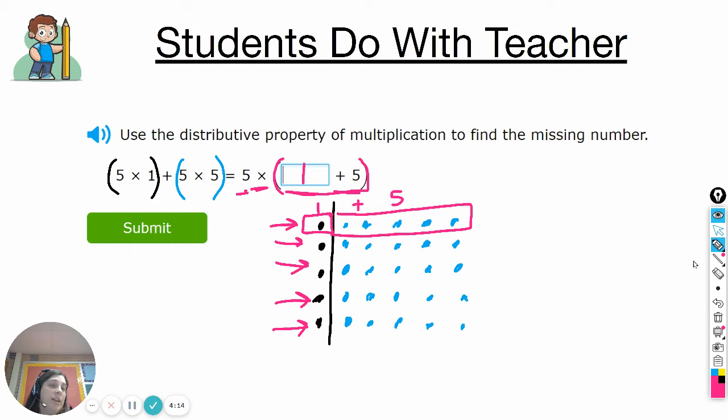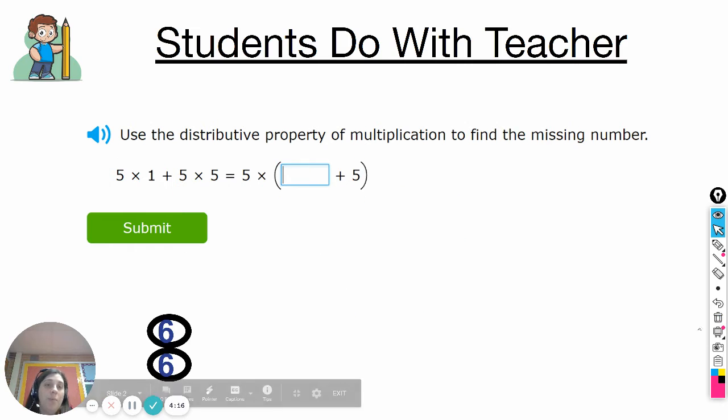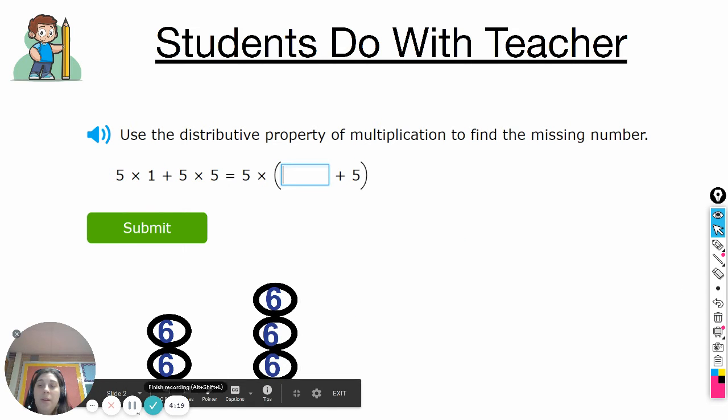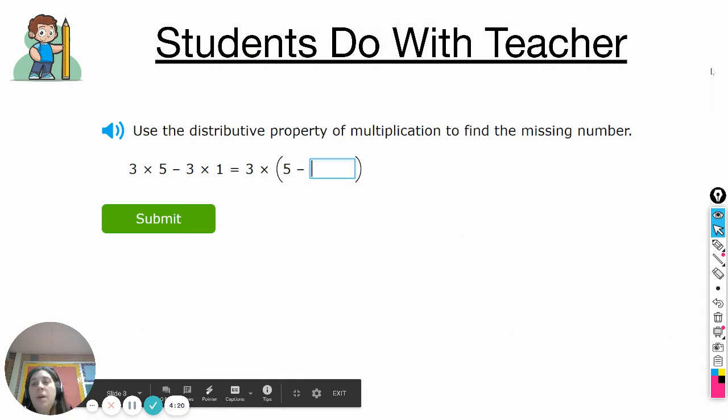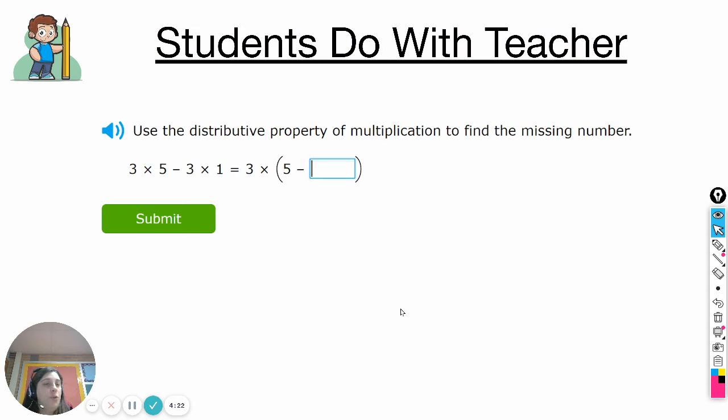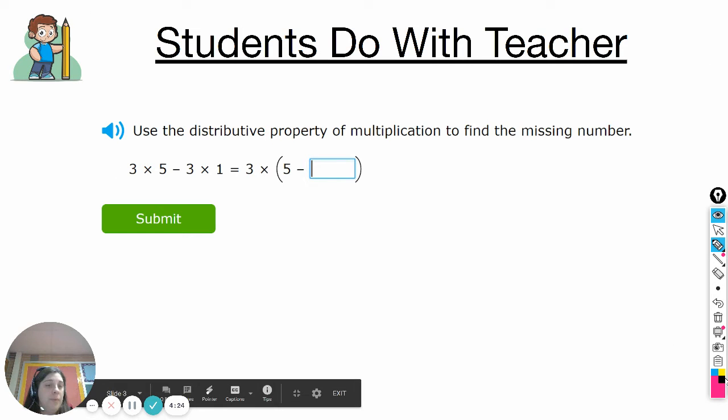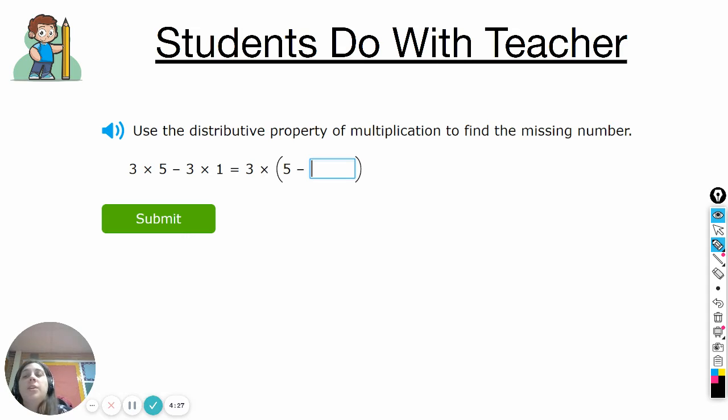Okay, let's go ahead and go on to the next one. You can erase your whiteboards. Okay, so now we have a subtraction example. I'm going to start it the same way. First I have 3 times 5, which is 3 rows of 5. So I'm going to make the start to each of my 3 rows, 1, 2, 3. I need 5 in each row.